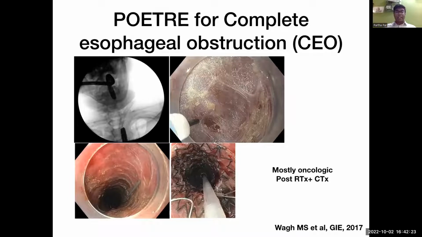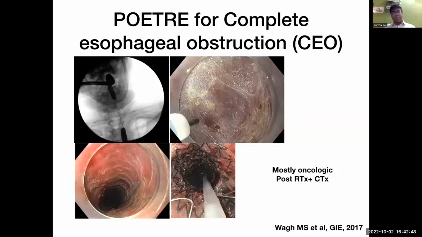And this is an example, this was earlier described in 2014. As you can see in this fluoroscopic image, under fluoroscopic and endoscopic, both antegrade and retrograde guidance, this is done. As you can see, the guide wire is passed through the submucosal tunnel, and through it this stent has been placed. So mostly the indication is oncologic, post-radiotherapy and chemotherapy cases, but it still can be done in severe corrosive injury cases.